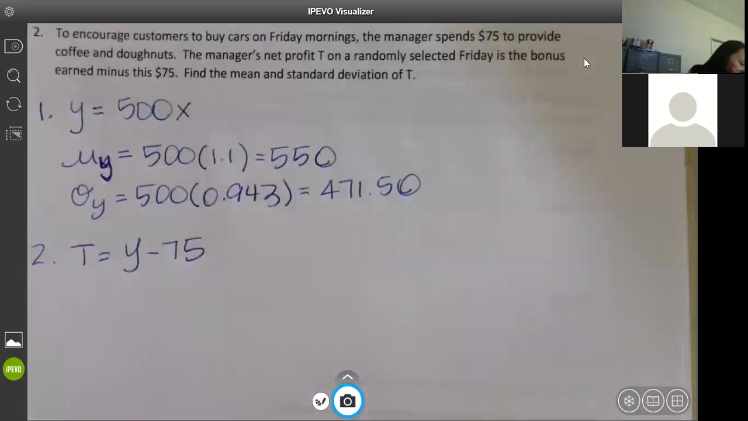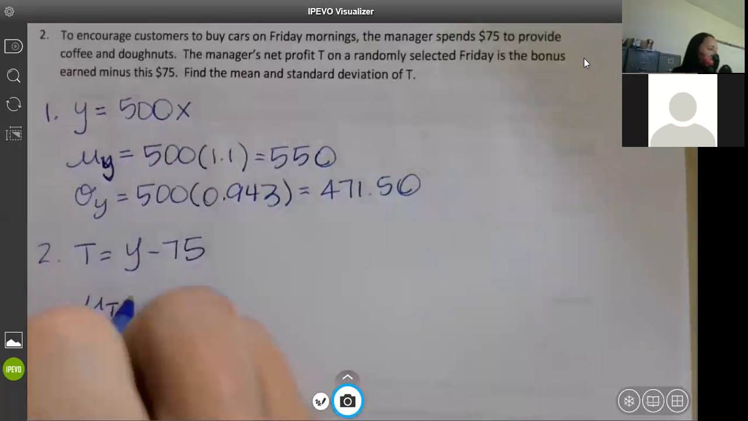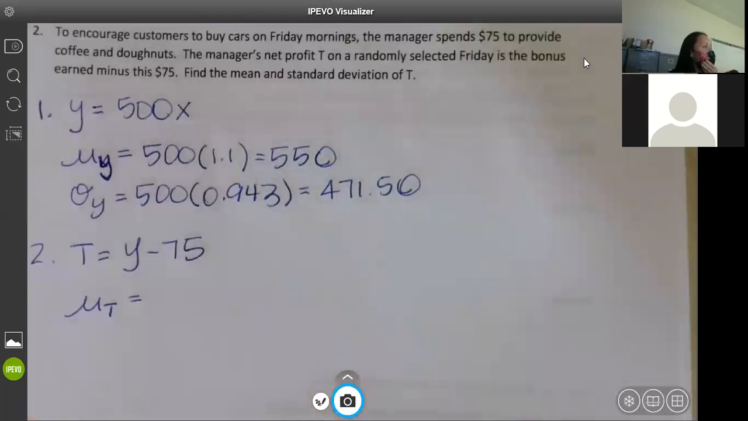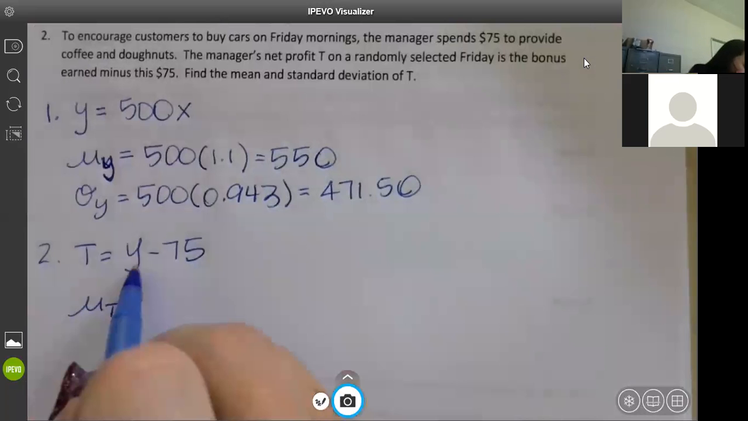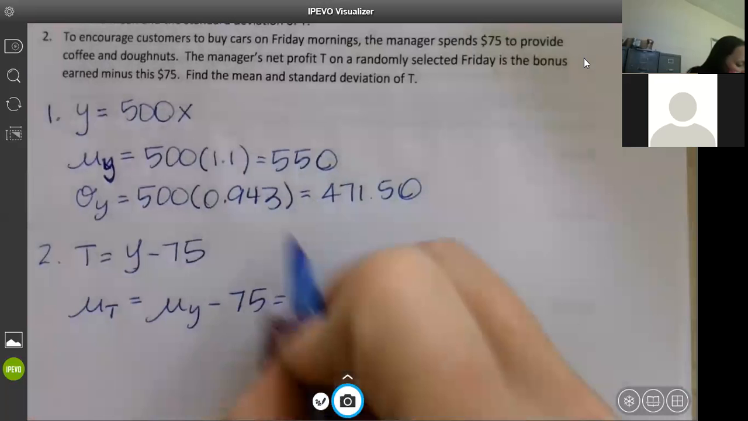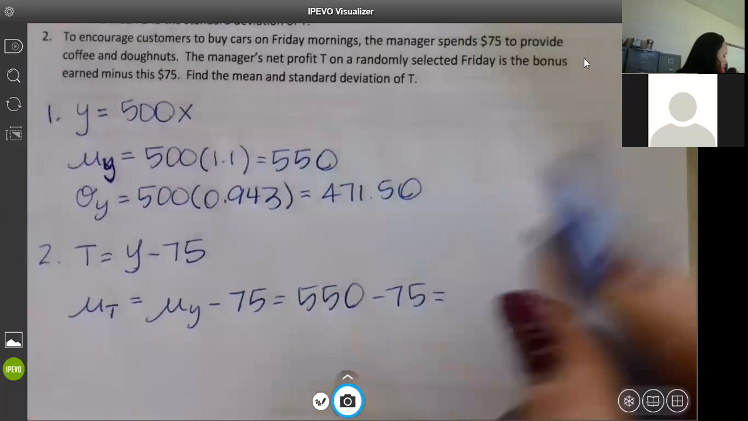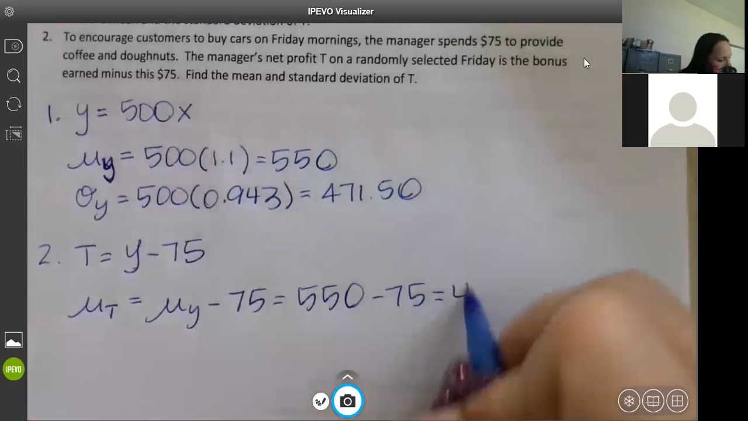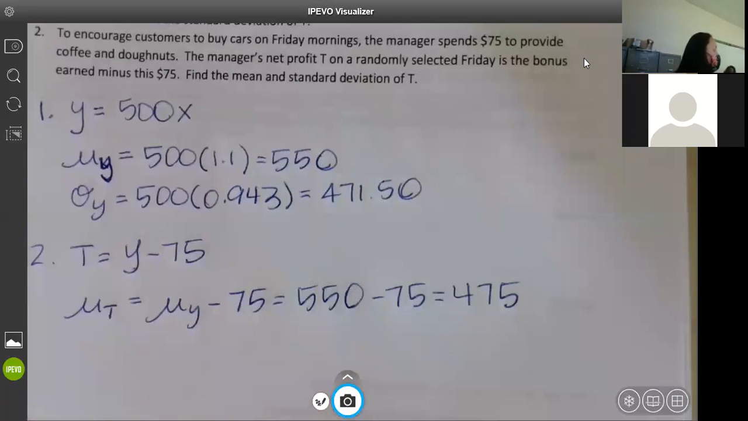All right. So we want to find the mean and standard deviation of T. So the mean of T, is mean affected by subtraction? Yes, it's affected by everything, right? So we'll take our mean of Y, which was 550, and subtract 75, and we get 475. Everybody good?